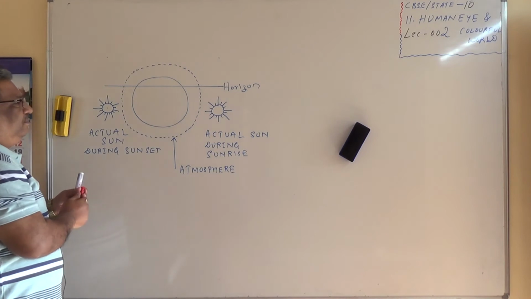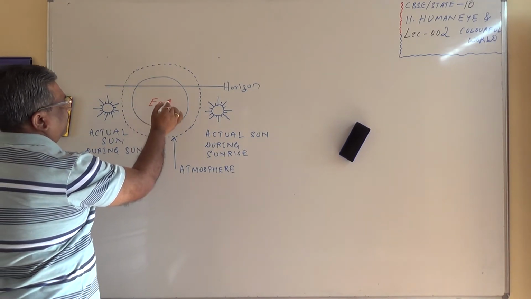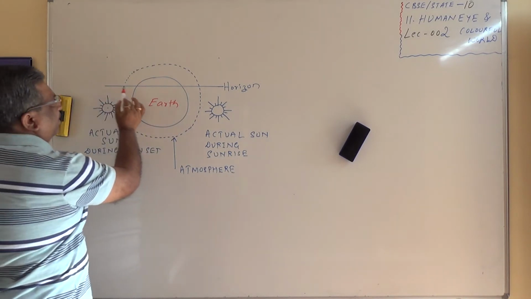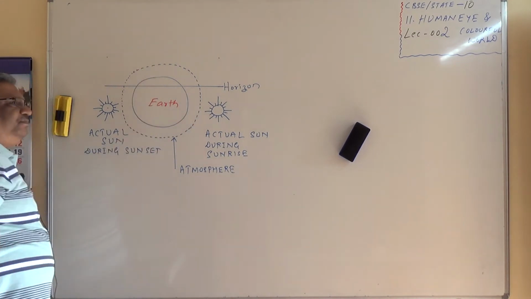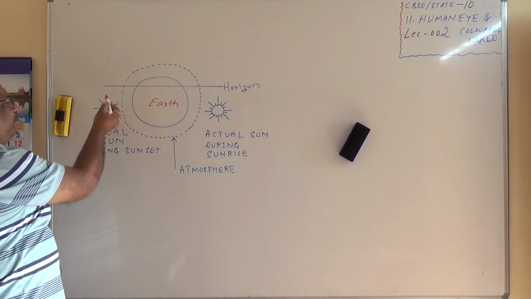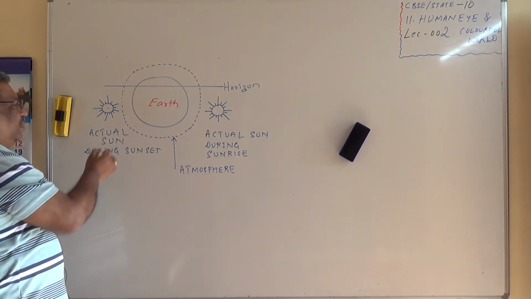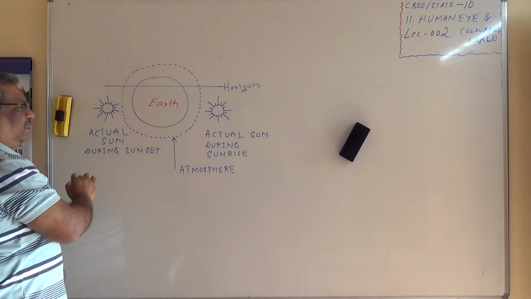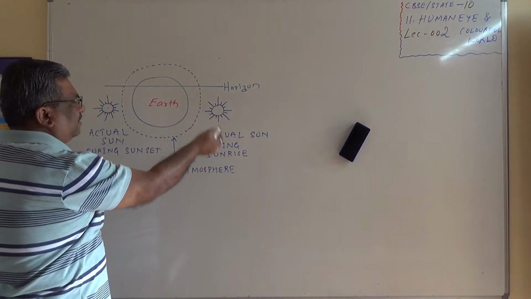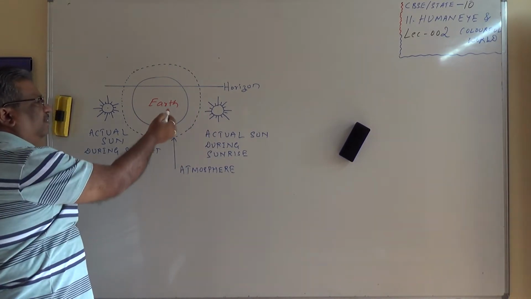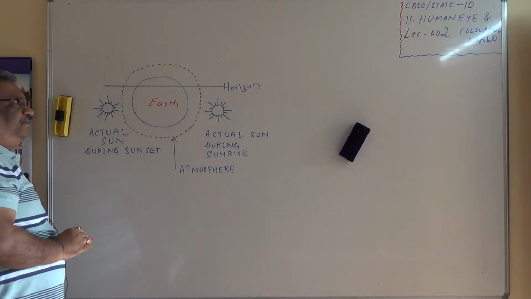See, this is Earth. I have drawn one line called horizon and drawn the Earth's atmosphere. Below the horizon, two suns are drawn here. This side sunset, this side sunrise. Let us start from the sunrise, and this is the atmosphere which I have written, earth and atmosphere, and this side sunrise, this side sunset.